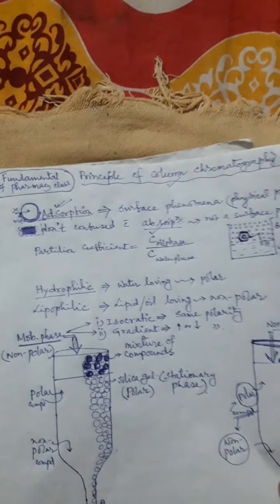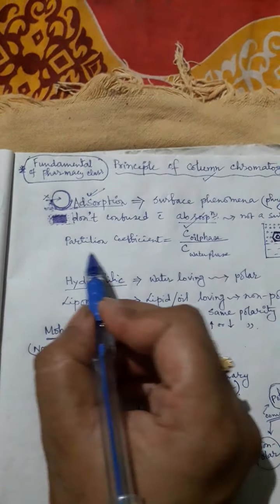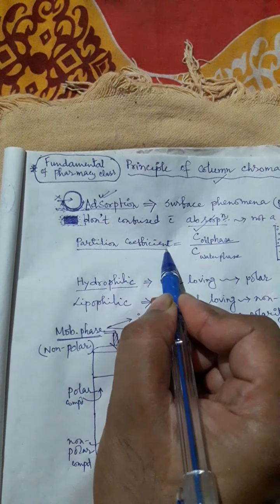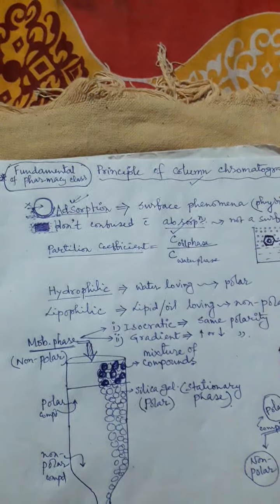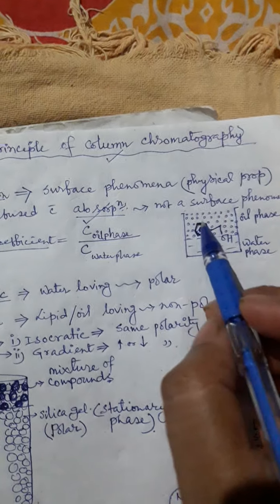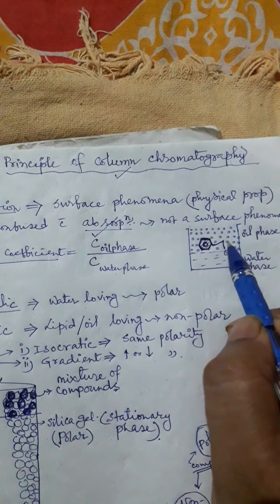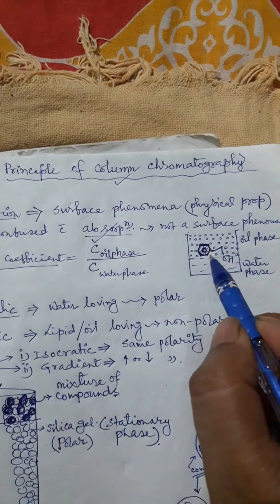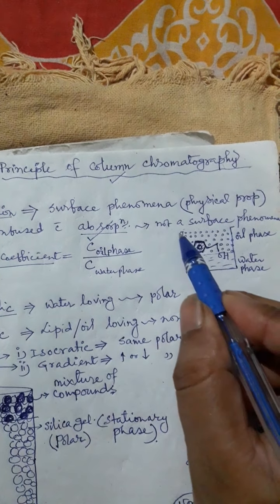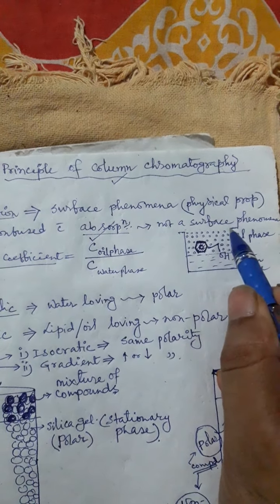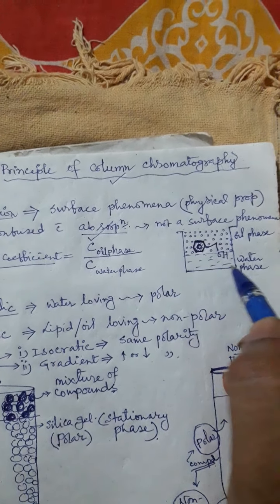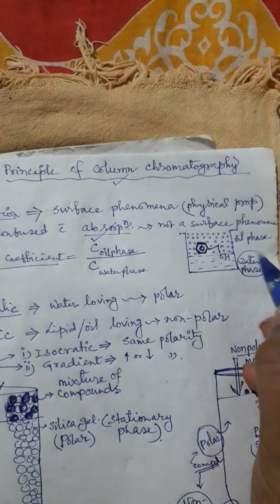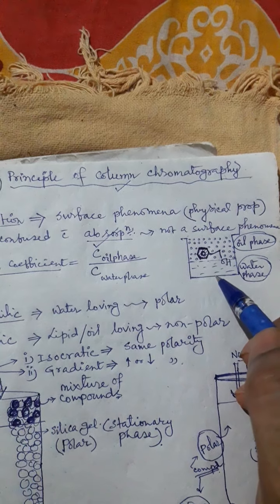Another one is partition coefficient. What is that? When a solute, take this example, suppose C6H5CH2OH, so this is a compound solute. If you dissolve this in two immiscible solvents, that means in a water phase and an oil phase, then what will happen?